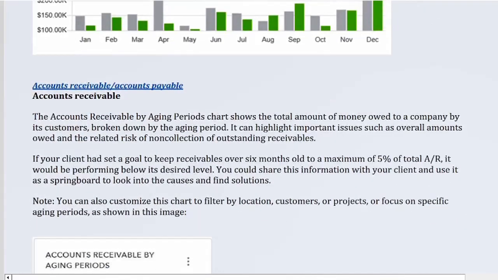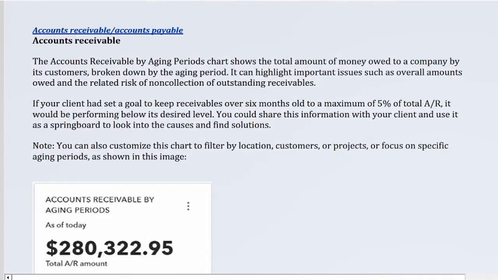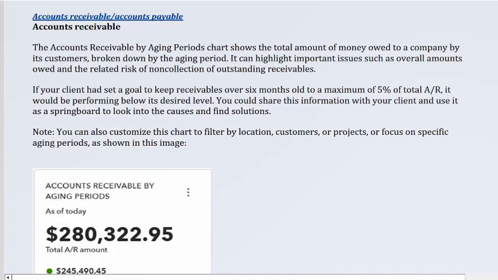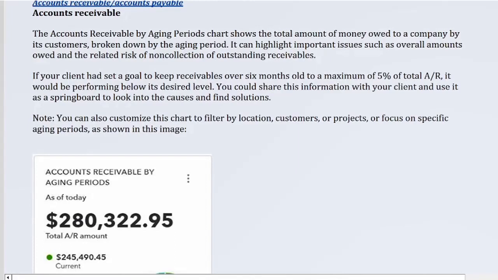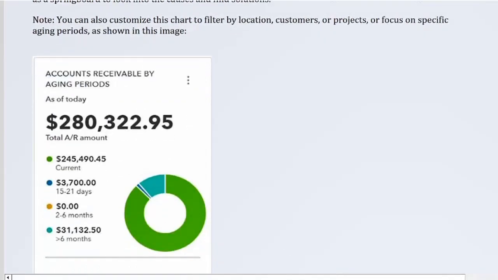Accounts receivable/accounts payable. Accounts receivable. The accounts receivable by aging periods chart shows the total amount of money owed to a company by its customers, broken down by the aging period. It can highlight important issues such as overall amounts owed and the related risk of non-collection of outstanding receivables. If your client had set a goal to keep receivables over 6 months old to a maximum of 5% of total A/R, it would be performing below its desired level. You could share this information with your client and use it as a springboard to look into the causes and find solutions. Note, you can also customize this chart to filter by location, customers, or projects, or focus on specific aging periods.